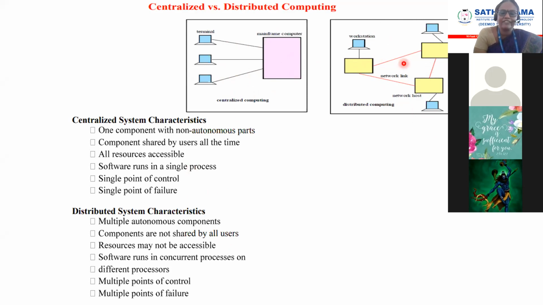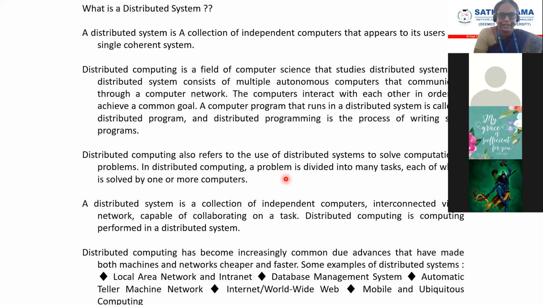While going with that, we cannot have a single point of control all the time. So the main advantage of having a distributed system is that we can have multiple processors, different processors, and then multiple controllers will be there. So multiple autonomous components will be there. That is the advantage of distributed computing over centralized computing. So we always focus on distributed computing.